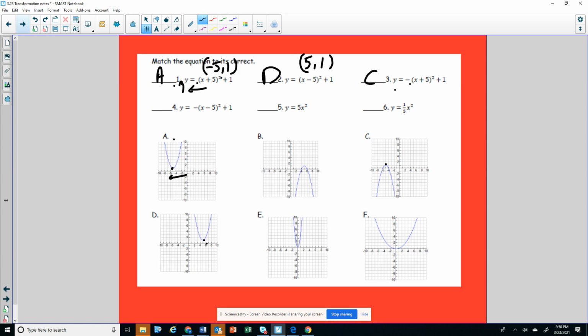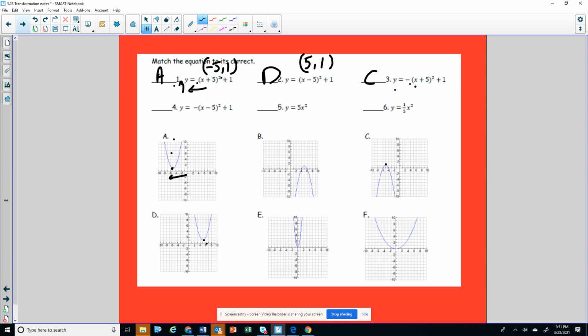So if you notice now, A and C are pretty much the same graph, just that one opens upward and one opens downward. So C is a reflection of A. And look at number 4. Again, number 4 is a reflection of D. So which one looks like D and reflects? That would be this one, B.